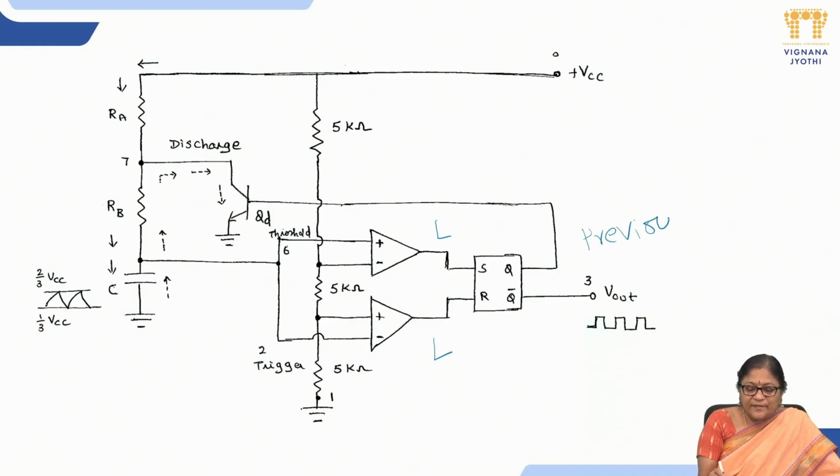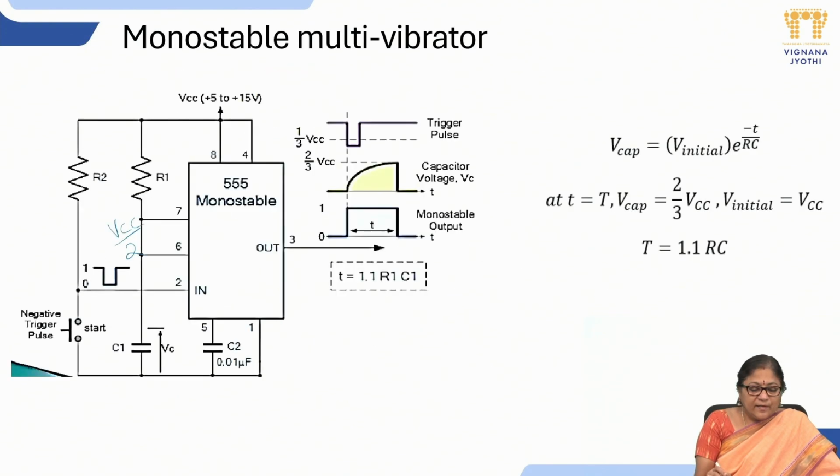Why is this low? Because one is VCC by 2 and the other is VCC by 3. Pin number 2 is taking VCC, and here it is 1/3 VCC. So if you look at the conditions of the comparators, the output of your SR flip-flop will be in the previous state. Whatever state we assume, whether low or high, it remains in the same state. Now coming to the circuit, if you apply a negative trigger pulse with an amplitude of 1/3 VCC.